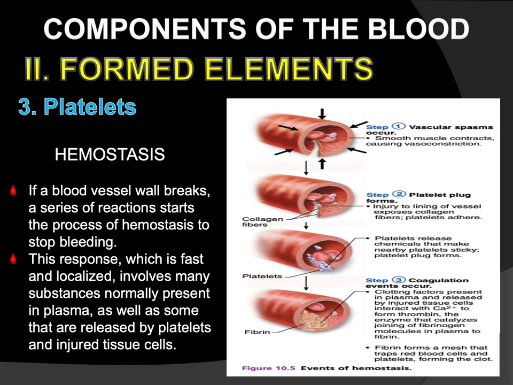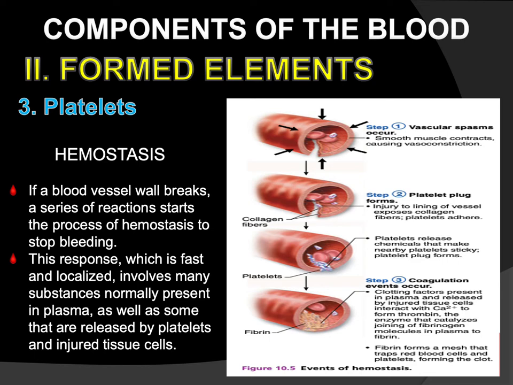First is yung vascular spasm. Nagkakaroon ng smooth muscle contraction, nagkakaroon ng vasoconstriction. Pag nagkaroon ng vasoconstriction, mababawasan yung pagdurugo. The second is the platelet plug formation. The platelet plug formation is when there is injury to the lining of the vessel, exposes collagen fibers, nagkakaroon ng platelet adherence. So, si platelet nire-release niya yung chemicals that make the nearby platelets become sticky, nagkakaroon ng platelet plug formation.